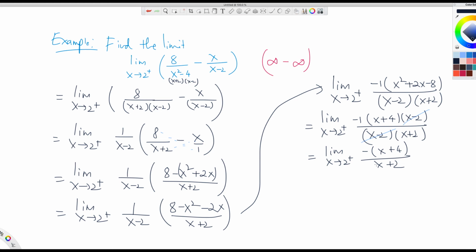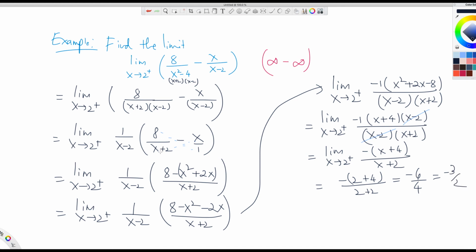Let's plug in the limit. What do you get? If you plug in the limit there, you will get basically negative 2 plus 4 divided by 2 plus 2. Although it is 2 plus, we just write 2, right? So negative 6 over 4. So the final answer is negative 3/2.